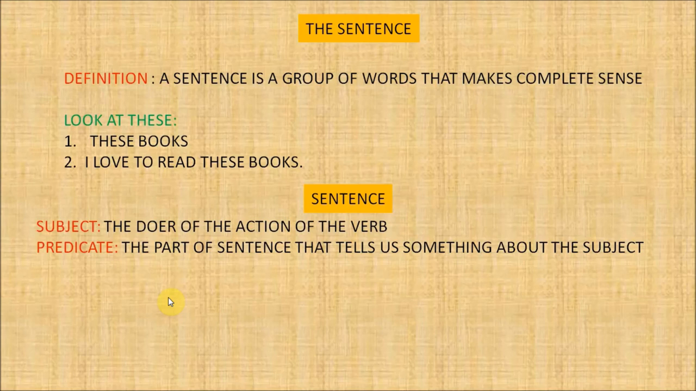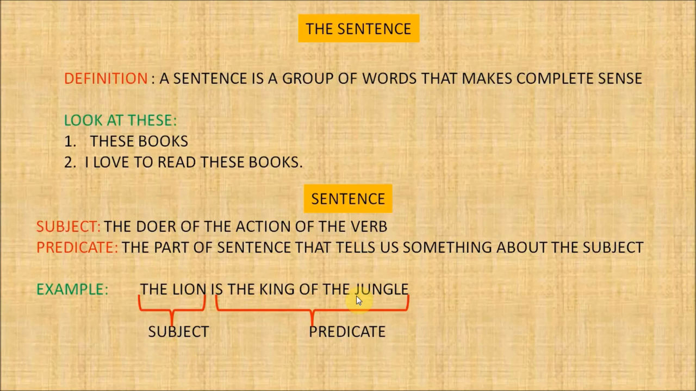Let's try to understand through an example. The lion is the king of the jungle. So, here the lion is subject and is the king of the jungle is predicate.